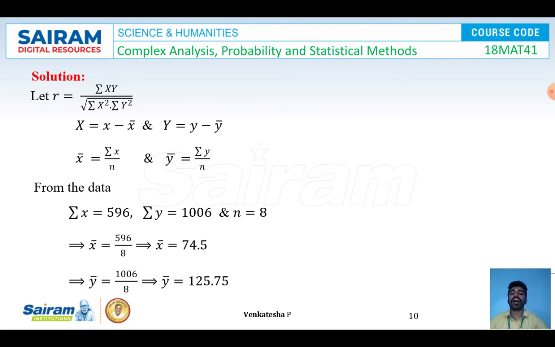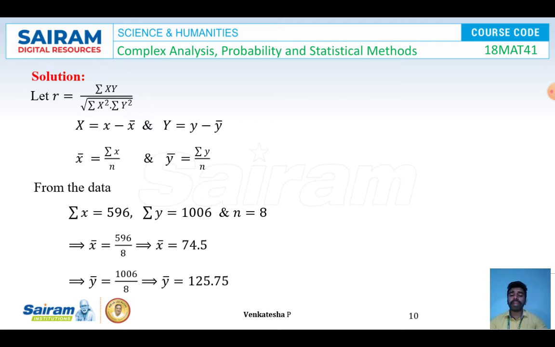So the formula for R is given by summation capital X capital Y divided by square root of summation capital X square into summation capital Y square. So capital X is given by x minus x bar, capital Y is given by y minus y bar. So x bar is given by summation x by n, y bar is given by summation y by n. So now I'm going to calculate summation x and summation y. So adding all x, I got summation x is equal to 596. Summation y is given by 1006 and the value of n is equal to 8 here.